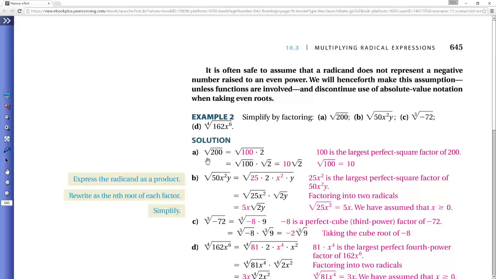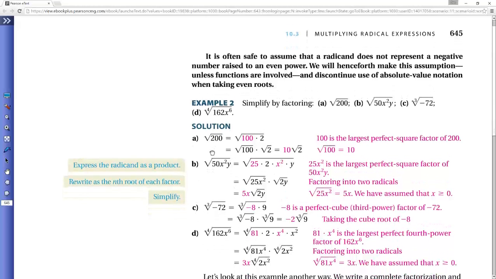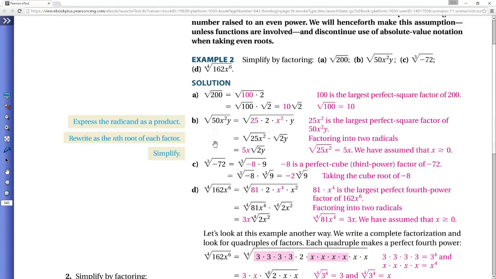So I've got the square root of 200. Well, I want to find perfect squares because it is a square root. They say, well, 100 is a perfect square. That's 10 times 10. And we rewrite this as the square root of 100 times 2. Well, then we can break that as the square root of 100 times the square root of 2, which is 10 square roots of 2. And they show this here.